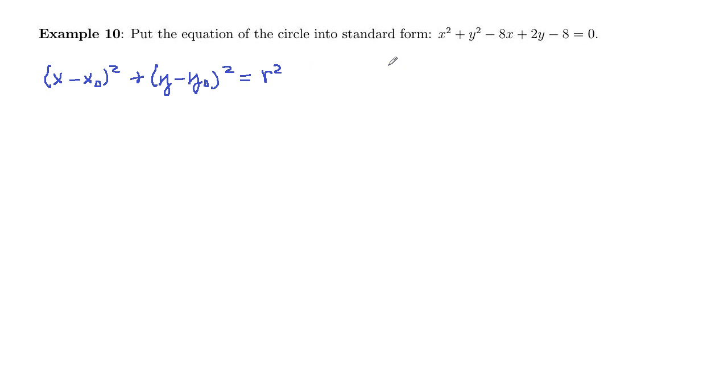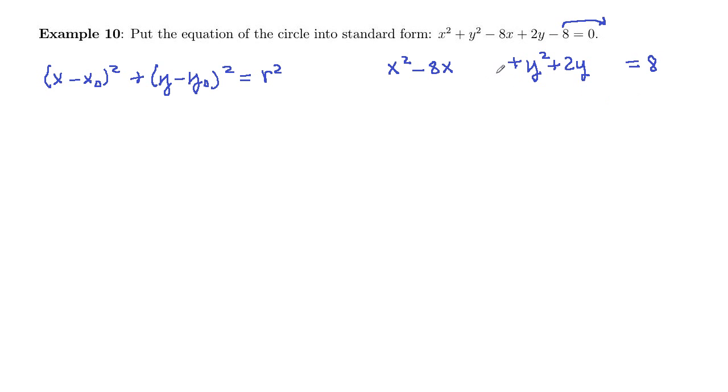So the first step is to bring the negative 8 over on the right as a positive, and then put our x and y terms together. So we want to group x squared minus 8x, and then leave a little bit of space there, plus y squared plus 2y, and then the negative 8 will come over as a positive 8.